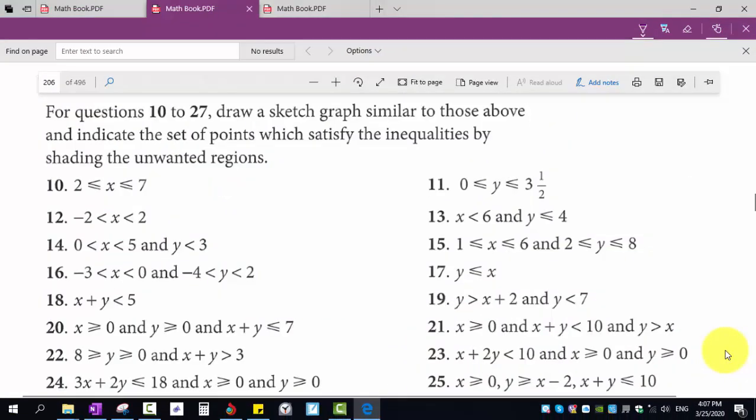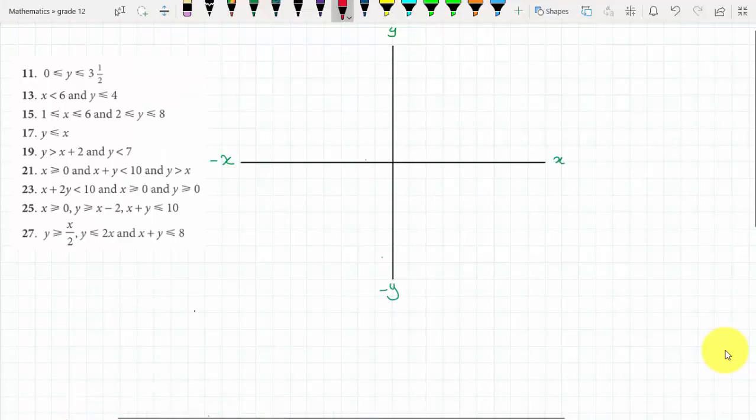Done. For questions 10 to 27, draw a sketch graph. This time we have the inequality, we will draw the graph. In the previous question, we had the graph, we wrote the inequality. So for this one, let's draw the graph to represent any of these inequalities.